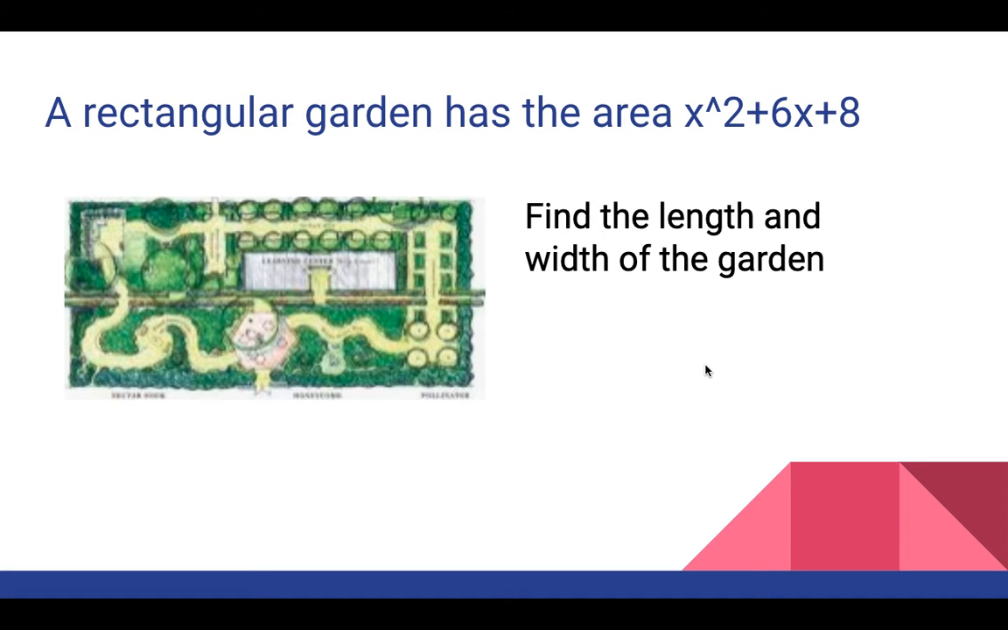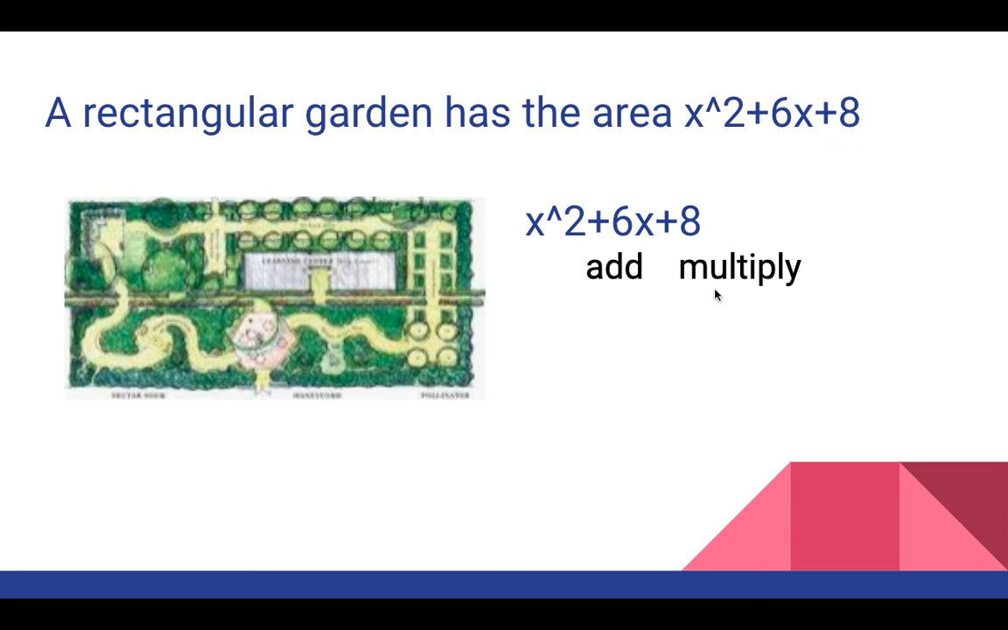Okay, so we're talking about factoring trinomials today. An example is a rectangular garden has the area x squared plus 6x plus 8. So we're looking for the length and the width of the garden. The length times the width is going to give us x squared plus 6x plus 8. So we're looking for two numbers that multiply to that last term, but add to that middle term. So the two numbers that multiply to 8, but add to 6.